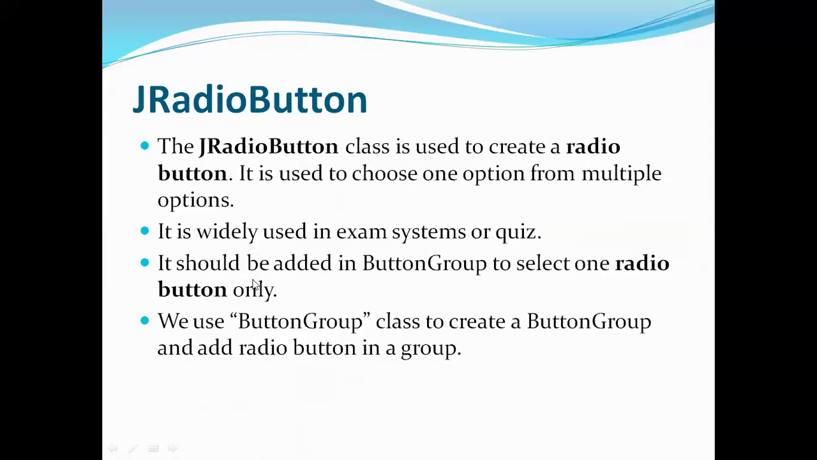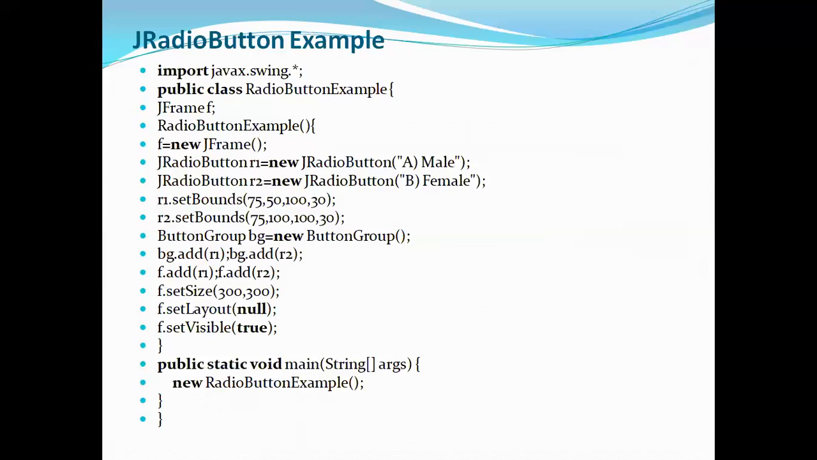And if you want to select only one button out of 4 or out of 10, then you should be adding that into a button group. So ButtonGroup is a class. Now you have to include your radio buttons in that class. If you use the ButtonGroup class to create a button group and add radio buttons to the group, then it will give you an option to select only one radio button. Otherwise you will be able to select all the radio buttons, but I want to select only one. Now let's see an example of this one.